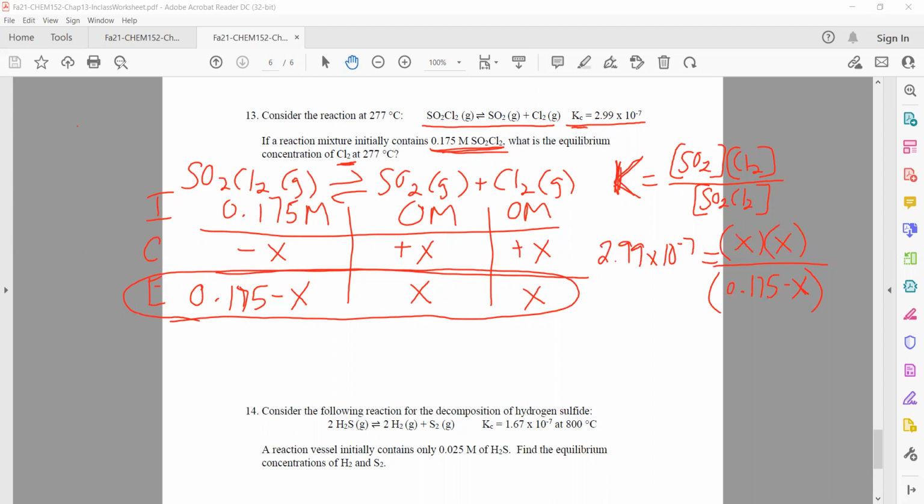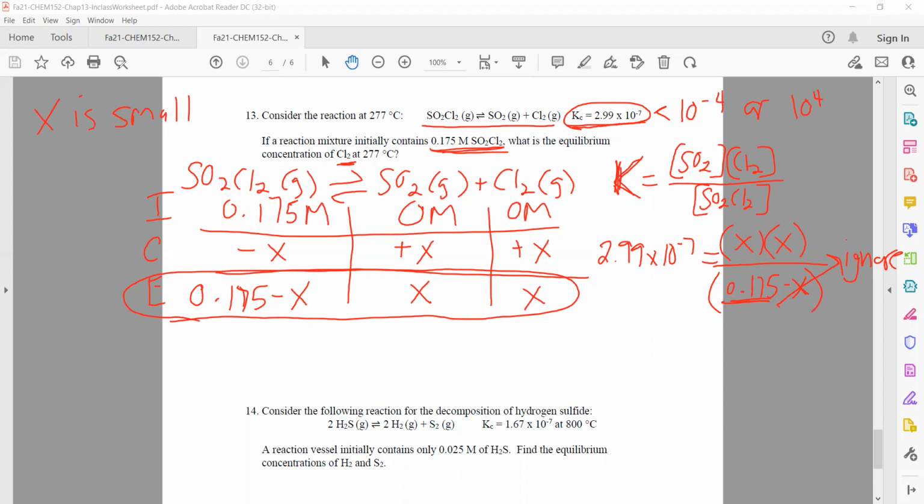Anytime we have a K value that is less than 1.0 times 10 to the negative 4th, which in this case it's 2.99 times 10 to the negative 7th, so quite a bit smaller than 10 to the negative 4th, or if our K value is larger than something times 10 to the 4th, then we can use an approximation that is called the x is small approximation. What the x is small approximation does for us is it tells us that we can ignore the x in our denominator because the change in x is going to be small relative to this initial concentration of 0.175.